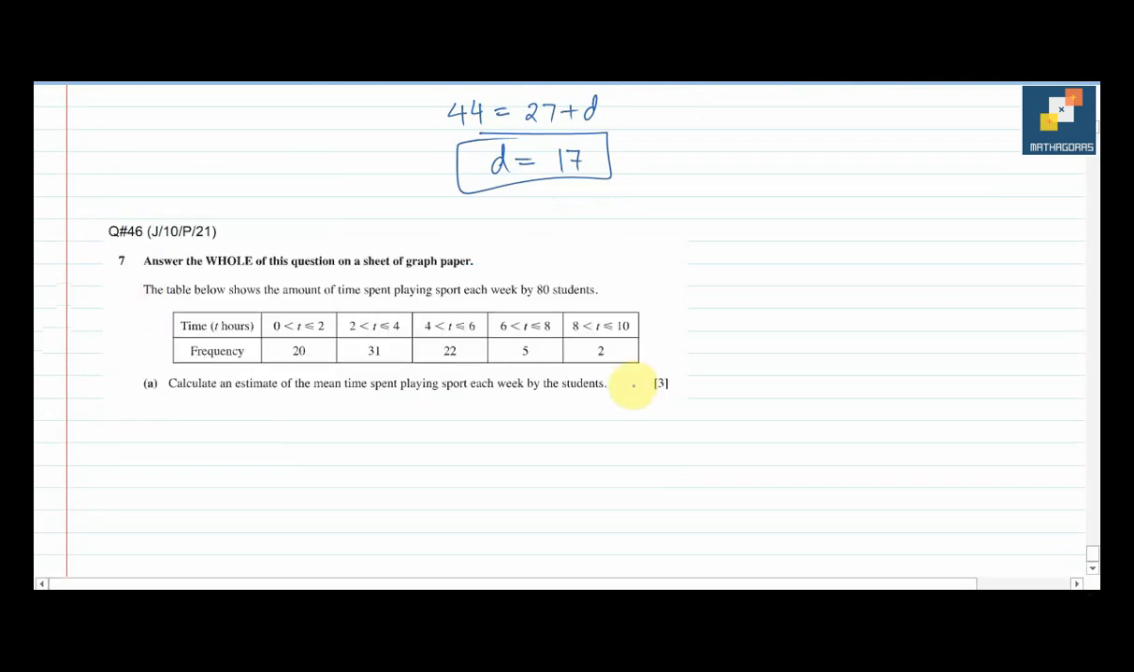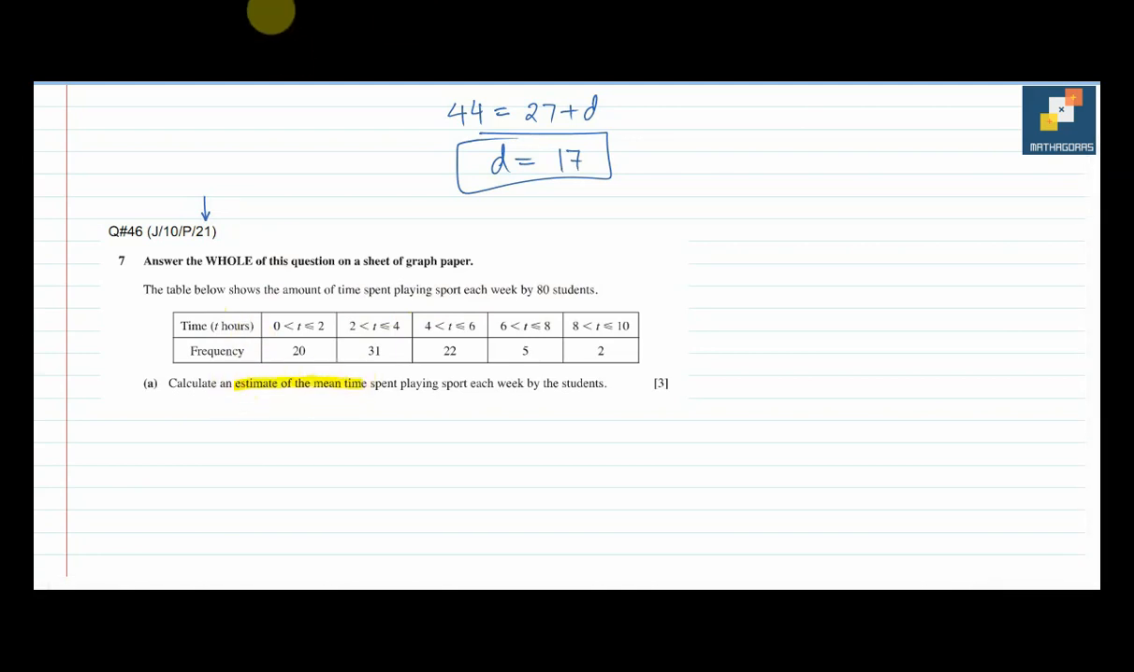It's from June 2010, paper 2-1. Now it's paper 2, so a calculator is allowed in this question. The table below shows the amount of time spent playing sport each week by 80 students. So you have total frequency, that is 80. You have the table in which you have hours and frequency. The question says calculate an estimate of the mean.